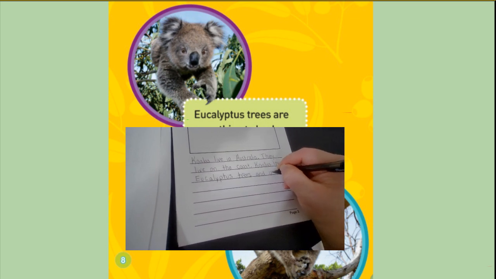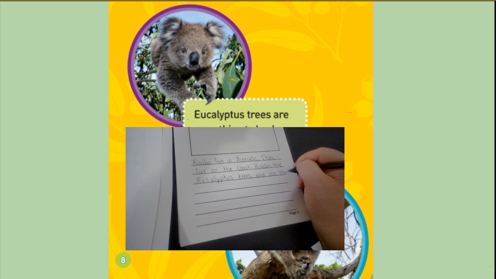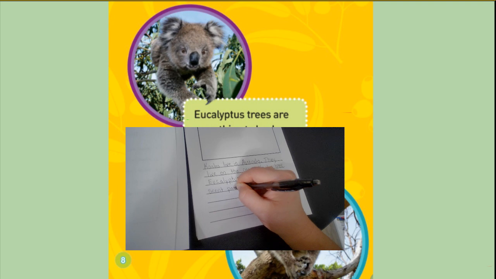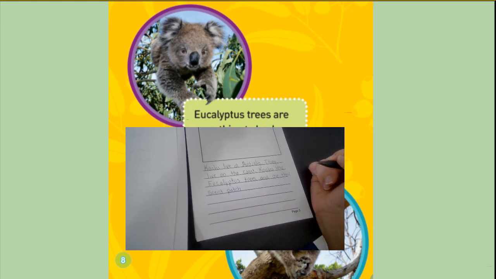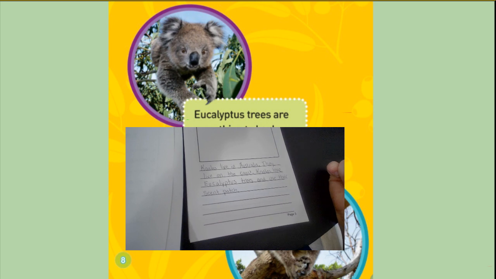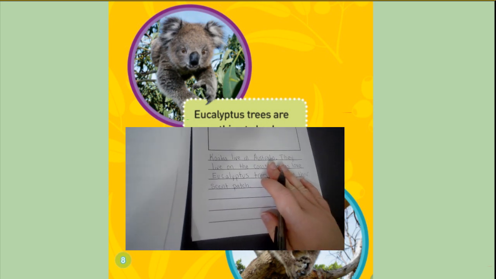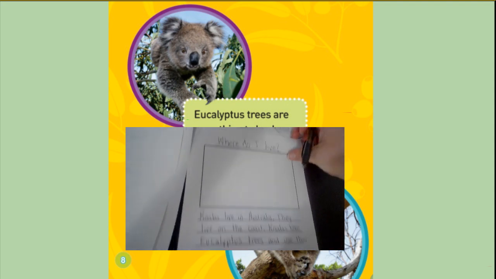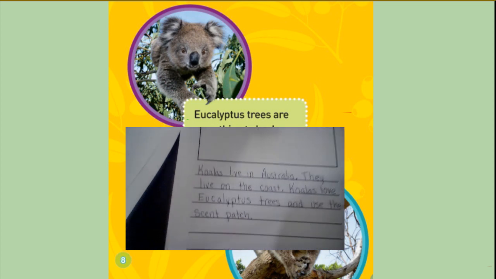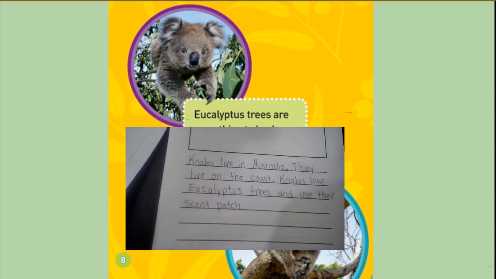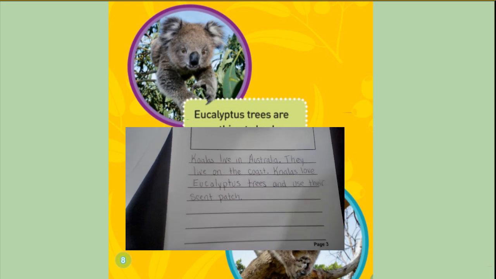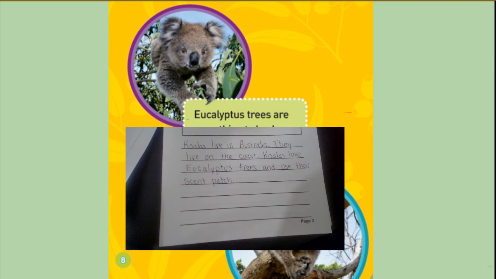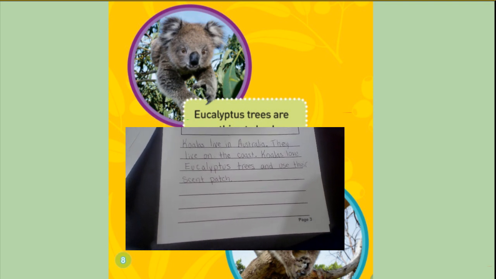And use their scent patch, period. Okay, friends. Remember, you can use these sentences or you can make up your own sentence. Okay, so where do I live? Koalas live in Australia. They live on the coast. Koalas love eucalyptus trees and use their scent patch.